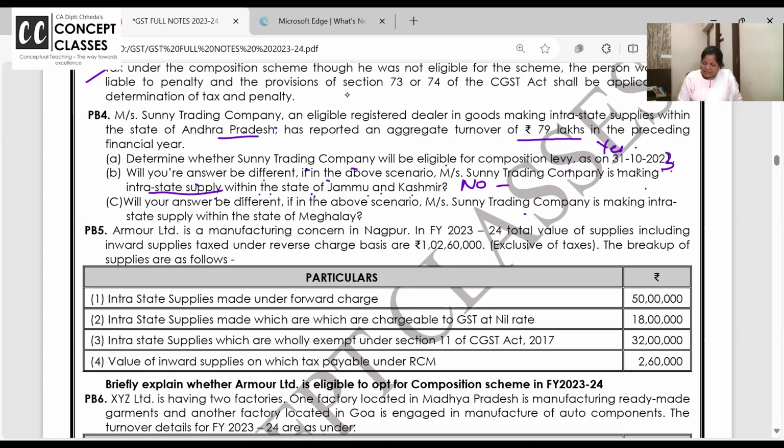Will your answer be different if Sunny Trading Company is making intrastate supply within the state of Meghalaya? Yes, the answer will change, because Meghalaya comes in the NAS2 M3 category and for them the turnover limit is 75 lakhs, and his turnover is 79 lakhs. So in the third case he will not be eligible. If this discussion is okay, we'll write it like this. If you want to write an answer in the notebook and check, we'll do that. So in the third case, the answer will change. Yes, he cannot opt in for the composition scheme. Why? Because his turnover has exceeded 75 lakhs and he's doing business in Meghalaya.